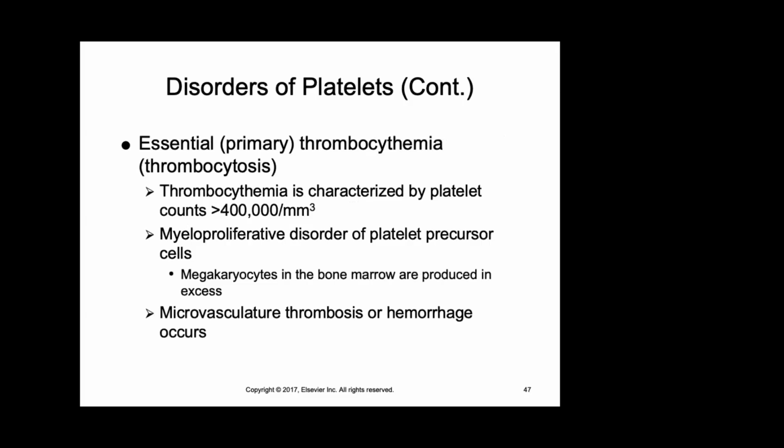Essential thrombocythemia, or thrombocytosis, is characterized by a platelet count over 400,000 per cubic millimeter. It's a myeloproliferative disorder of platelet precursor cells. Megakaryocytes in the bone marrow are produced in excess. Microvasculature thrombosis or hemorrhage will occur.